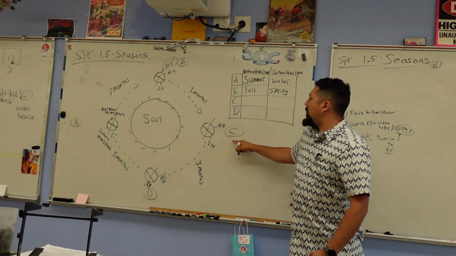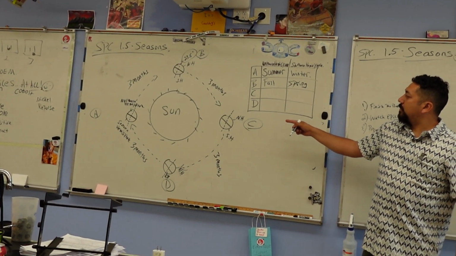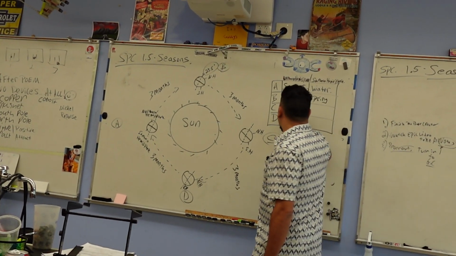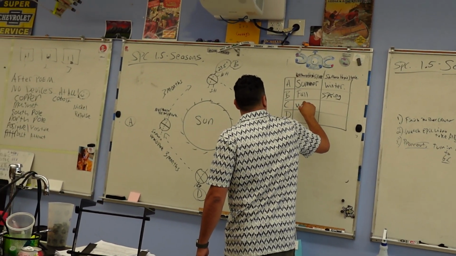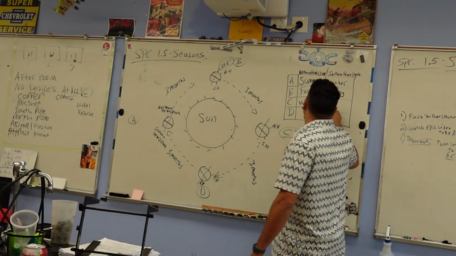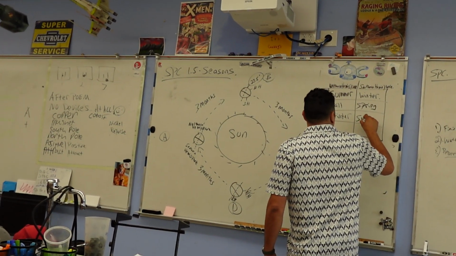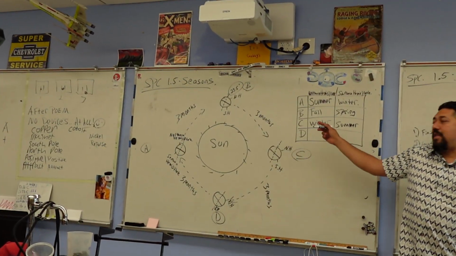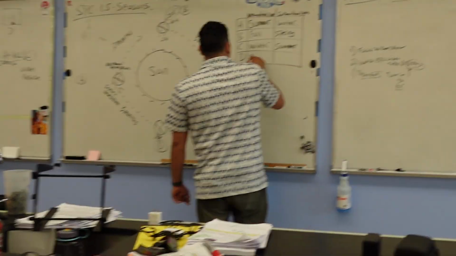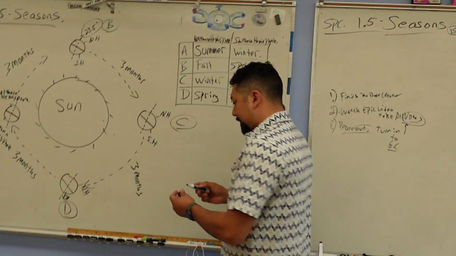Position C, we're kind of in the middle now. It would be winter in the northern hemisphere, and that'll be summer in the southern. What season is it going to be for the Southern Hemisphere at position D? It's spring and fall. And then spring and fall.